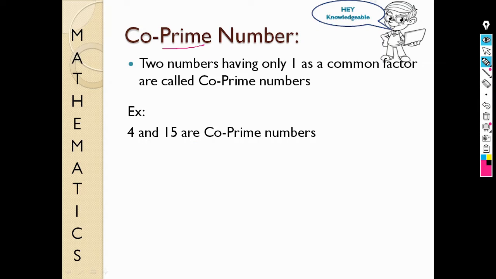So let's see what are coprime numbers. Two numbers having only 1 as a common factor are called coprime numbers. So for example, if you see 4 and 15, let's try to find the factors of 4. So factors of 4 are 1, 2 and 4. Let's see the factors of 15. So the factors of 15 are 1, 3, 5 and 15. So if you see here, only 1 is the common factor between these two. So we can tell 4 and 15 are coprime numbers.